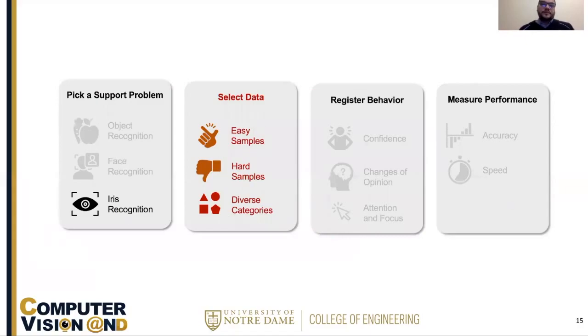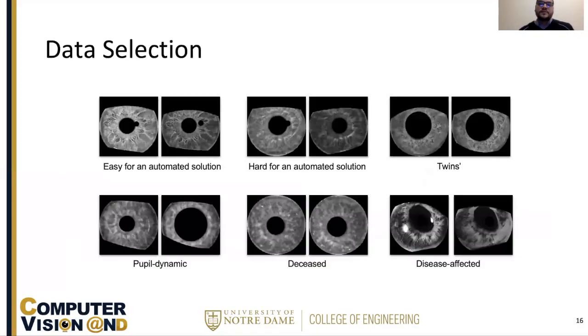Okay, once you pick a support problem, the next step is how to select data. And at the time we had enough experience to know that we needed to have easy and hard samples, so people would quickly decide or struggle a little bit more, and then we could get more of their behavior on these different types of cases. And also we needed diverse categories that would be representative of interesting cases. So at the time we made a data selection with 6 categories that you're seeing here.